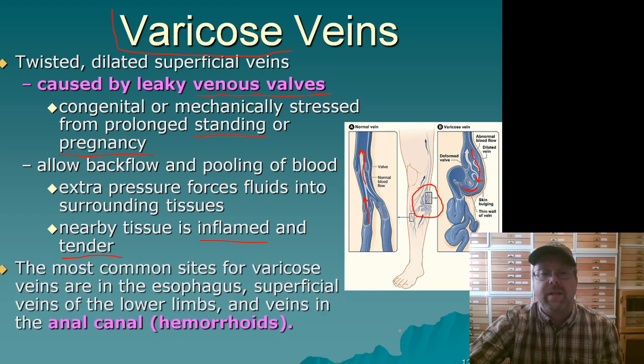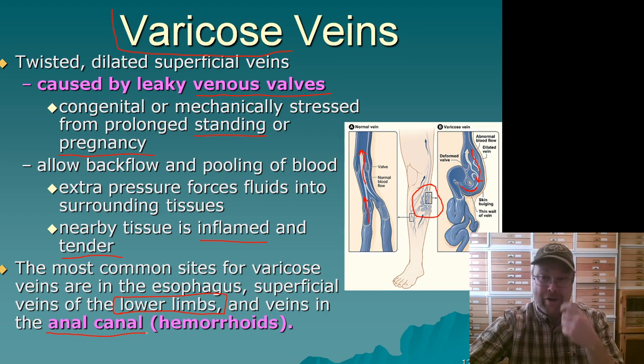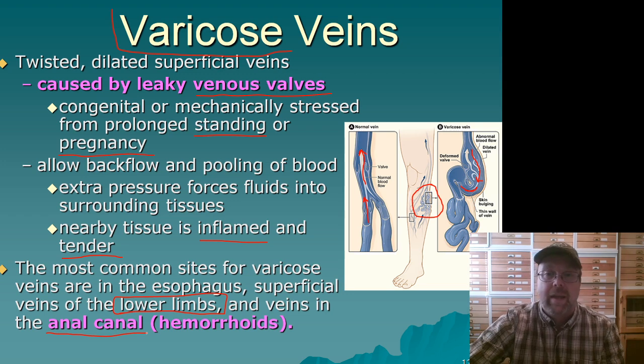It says the most common places for varicose veins, kind of weird, but the esophagus, because it can be under a lot of stress. The superficial veins of our legs, so that's just the lower limbs, that's just legs. So often we get varicose veins in our legs. And then it says the veins in the anal canal. So your anal varicose veins are known as hemorrhoids. A hemorrhoid is a varicose vein of your anus. It's just a pouch of swollen tissue that is full of blood from a leaky valve.